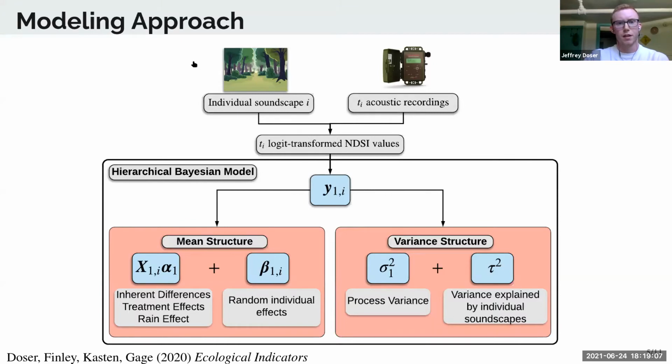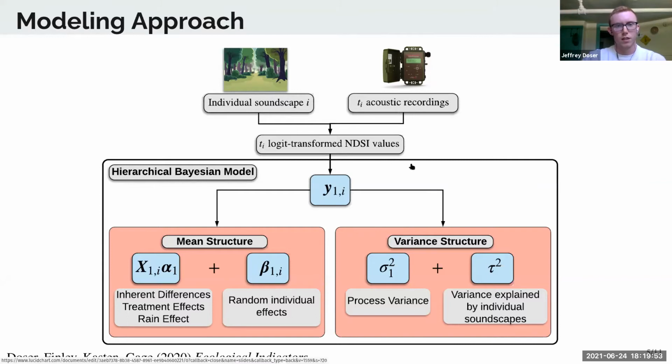So I'm going to walk through this. In particular, what we first needed to do was define our biological unit. And what we defined it as was this individual soundscape, which we considered the soundscape at a specific location at a specific time of day and a specific day of the year. So you can imagine over the 9-year study period that we obtained a series of recordings across different years for the specific individual soundscape. And then for each of those acoustic recordings, we computed the NDSI. And then we transformed the NDSI such that we could model it using a normal distribution.